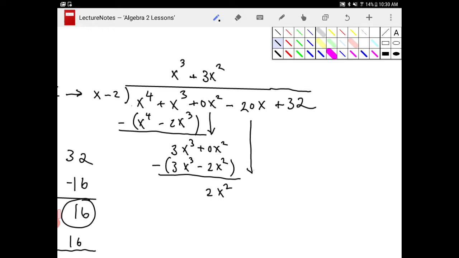And I pull down the negative 20x. So what am I going to do? I'm going to multiply by positive 6x, so I get 6x squared.